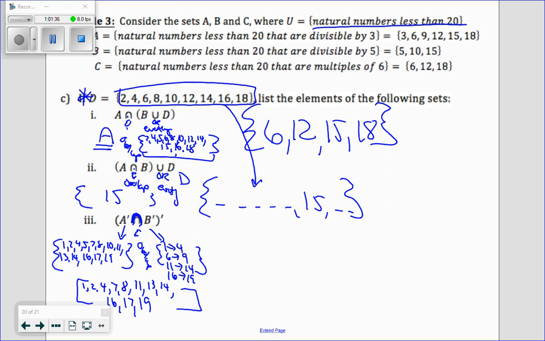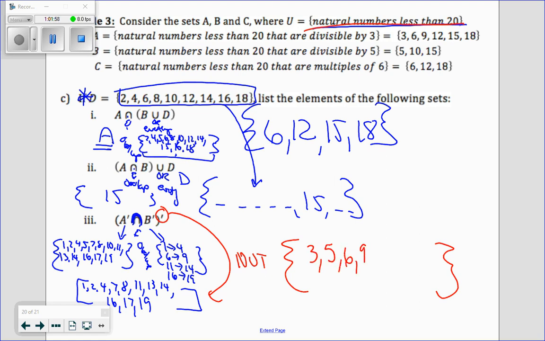So now we do not that. So our universal, remember, is everything from 1 to 19. So all numbers 1 to 19 that are not here. So that would be 3, 5, 6, 9, 10, 12, 15, 18.